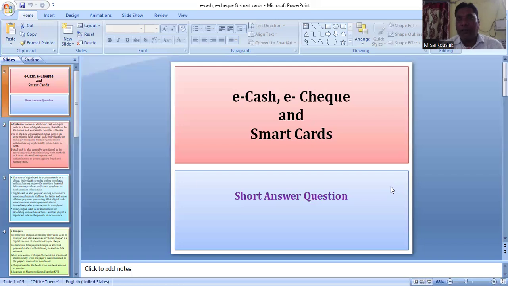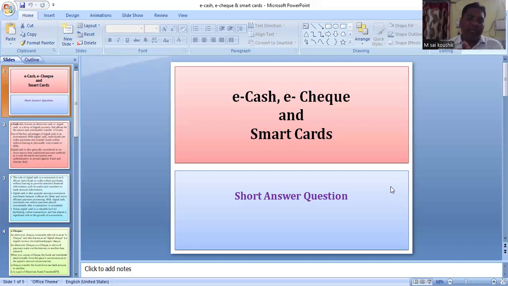E-cash means electronic cash, which is different from traditional transactions. We make the e-transaction through e-cash. It is a purely electronic application used to transfer funds from one place to another, nothing but your account to your friend's account. Simply said, e-cash is called EFT, electronic fund transfer.